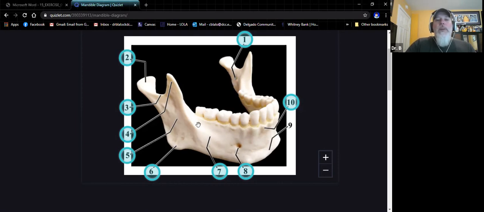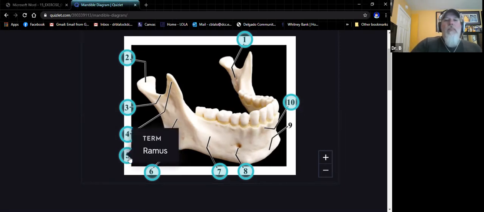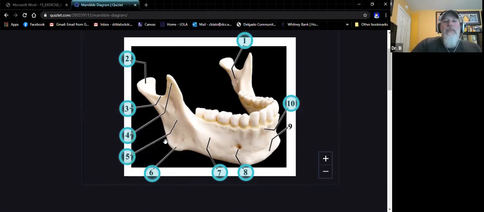Now the mandible is basically made up of a few different parts, right? We have this right here, which is the ramus. We have this right here, which is the angle. And then we have number 7 right here, which is the body.